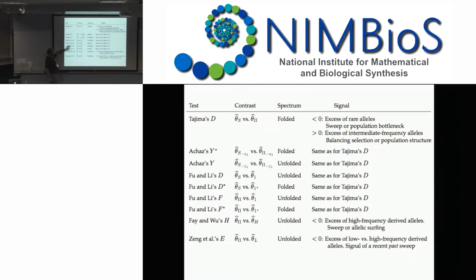So these are all pretty similar. They all have the same features as Tajima's. Two relatively recent ones use much more accurately the power of the unfolded spectrum. Fay and Wu's H contrasts the estimate of theta based upon nucleotide diversity with this estimate here, which basically weighs derived alleles at higher frequencies.